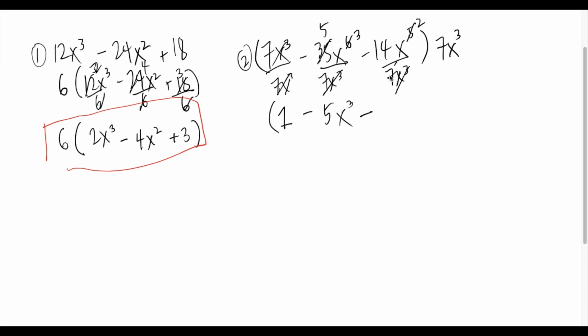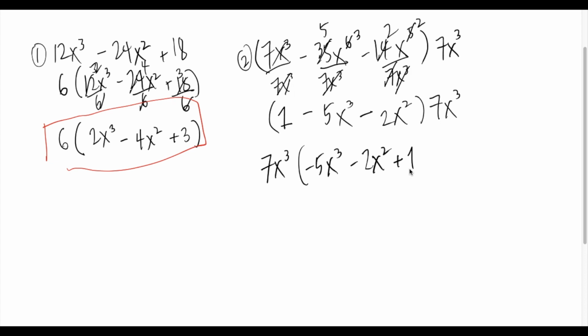Ito magiging 2. 7 and 14. Ito magiging 2. So, 2x raised to 2 times 7x cubed. So, rearrange natin ito. Our final answer is this one. Okay, ni-rearrange ko lang, be consistent lang with the signs. Alright? So, this is our final answer.